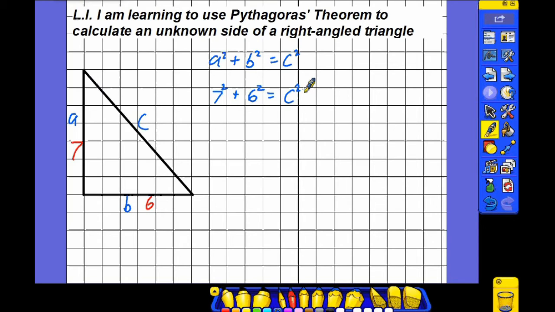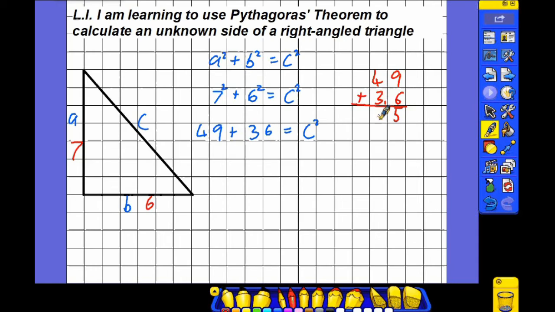Okay, well, let's solve this. 7 squared, that's 7 times 7, that's 49. 6 squared, well, that's 6 times 6, that's 36, and that equals C squared. Now, at the side here, I'm going to do a wee calculation to work that out. 49 plus 36, because that's what this tells us to do. We add A squared and B squared together. So 9 plus 6 is 15.